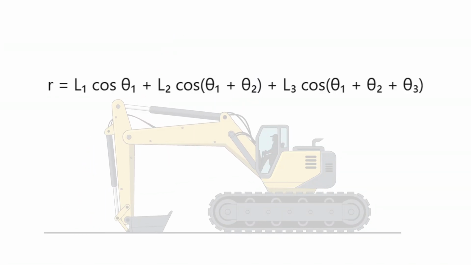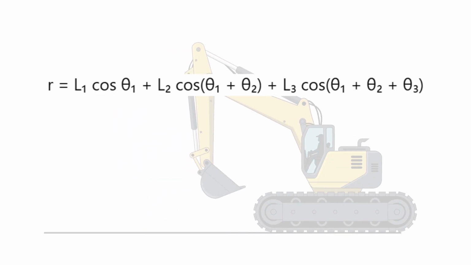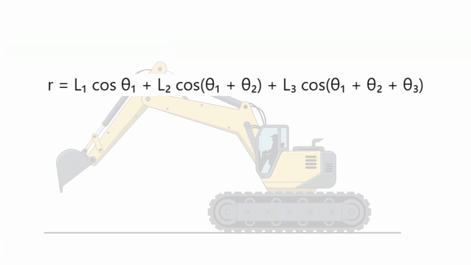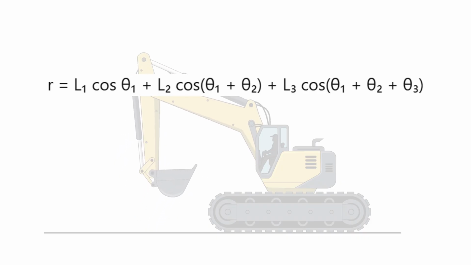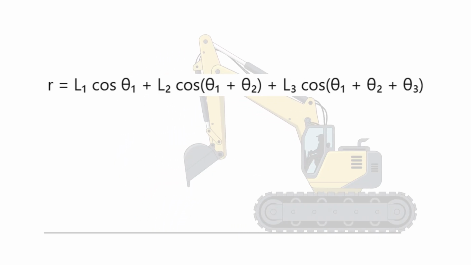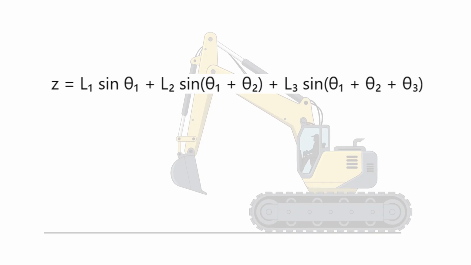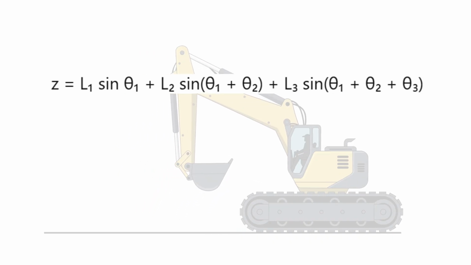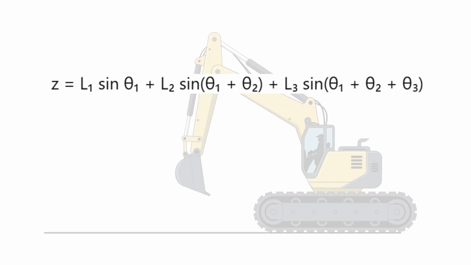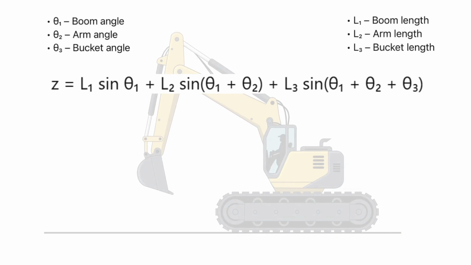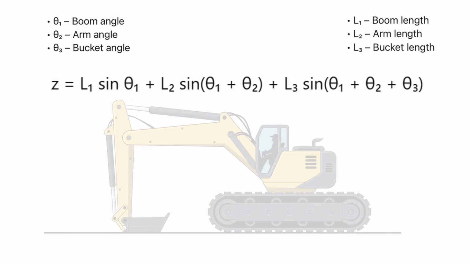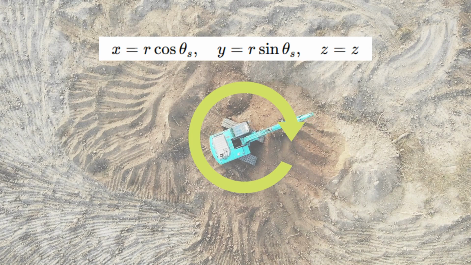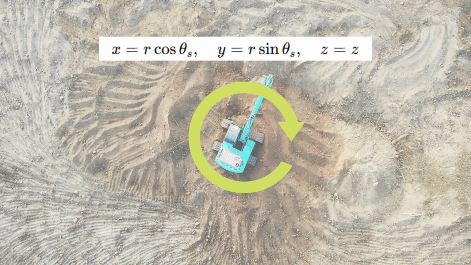First, the excavator calculates the bucket position in a vertical plane. The horizontal reach of the bucket is calculated as R equals L1 cosine theta 1 plus L2 cosine (theta 1 plus theta 2) plus L3 cosine (theta 1 plus theta 2 plus theta 3). The vertical height of the bucket is calculated as Z equals L1 sine theta 1 plus L2 sine (theta 1 plus theta 2) plus L3 sine (theta 1 plus theta 2 plus theta 3). Here, L1, L2, and L3 are the lengths of the boom, arm, and bucket, and the thetas represent the joint angles.